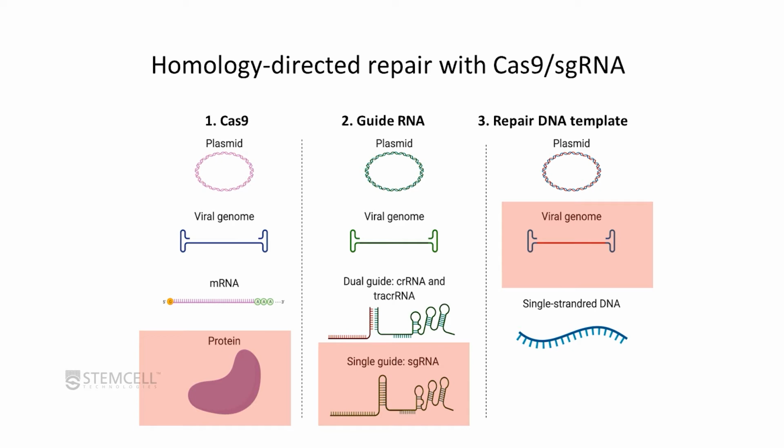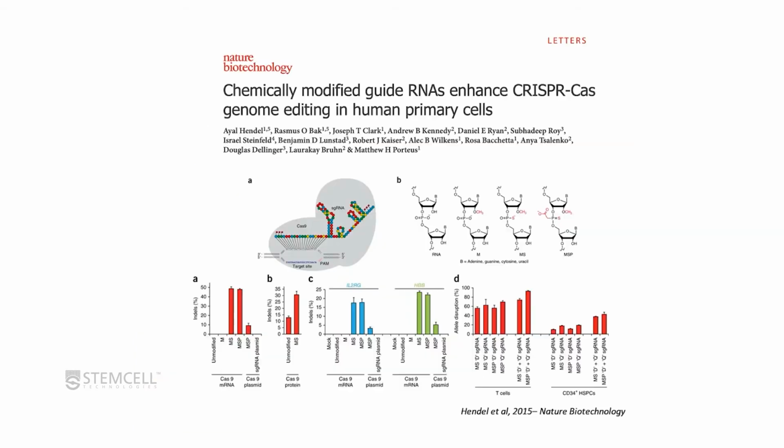And so where does this protocol come from? The first was a seminal paper published by Eyal Hendel and Rasmus Bak while they were in the Porteus lab at Stanford. Here they show that chemically modified RNAs enhance CRISPR-Cas9 in hematopoietic stem cells, and particularly the guides that had chemical modifications that included a 2'-O-methyl, 3'-phosphorothioate worked well. The idea is that these guides show decreased toxicity, likely because there was less activation of innate immune responses to naked RNA, and this resulted in higher efficiencies.